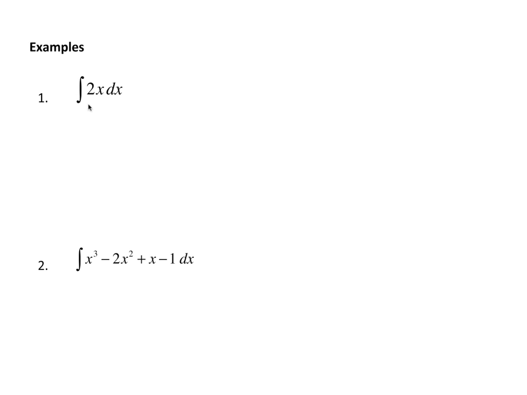Okay, this is saying, find the antiderivative of 2x. So we say we take the integral of 2x dx. Well, my thought process here is that I took the derivative of something to give me 2x. What would have done that?